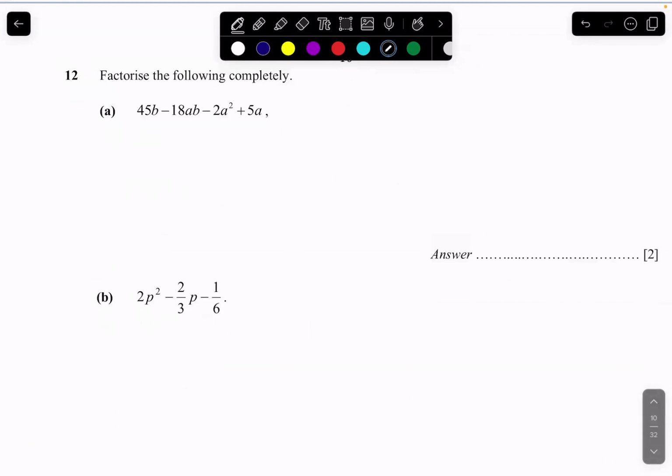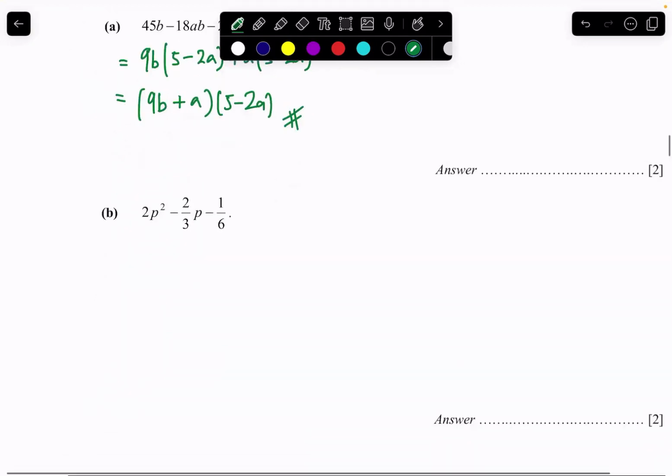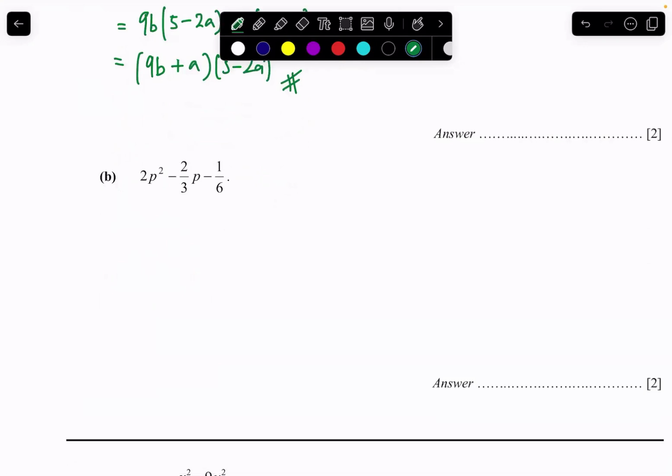Question 12. Factorize the following completely. This has 4 terms, so we are going to do grouping. 45b minus 18ab, common factors 9 and b, so 9b bracket 5 minus 2a. Then 2a squared plus 5a: I need to get 5 in front, so I factorize out positive a so that I have 5 minus 2a at the back. I switch the position as well. Now grouping, 9b plus a bracket 5 minus 2a. Answer.